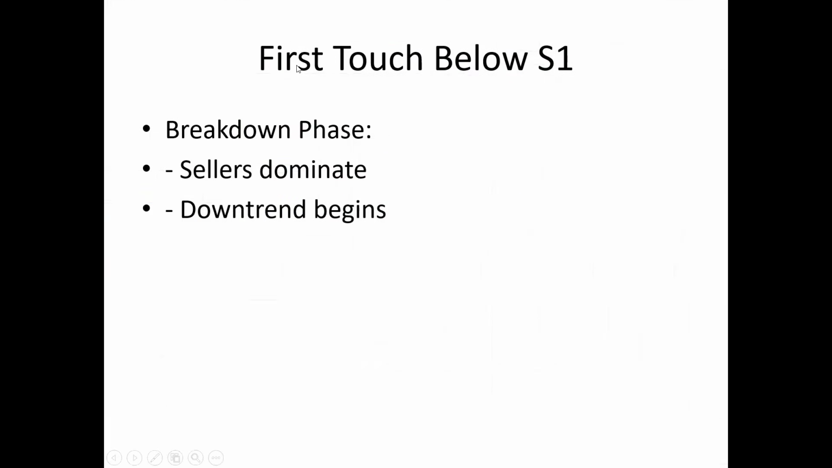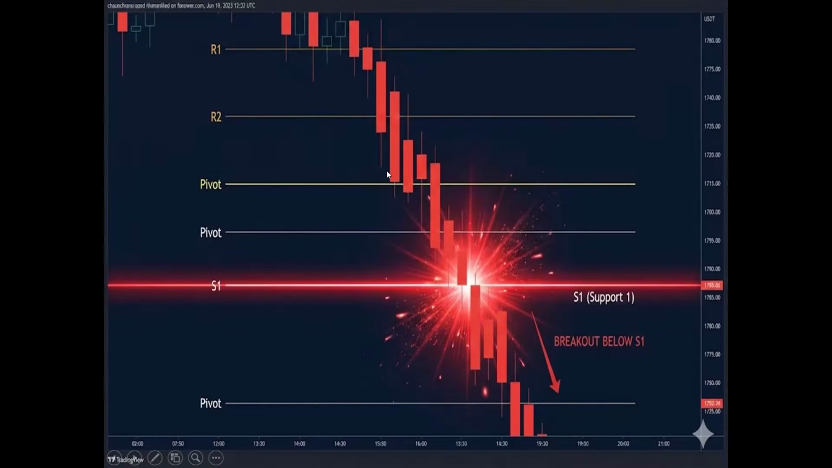Same thing, first touch below S1, that is a breakdown phase. Sellers dominate. Downtrend begins. Here, it is moving below the pivot and it is touching the support. First touch below this S1, it is the breakout phase. So you should remember that if you know this, you can trade better. That's what happened in the Nifty.